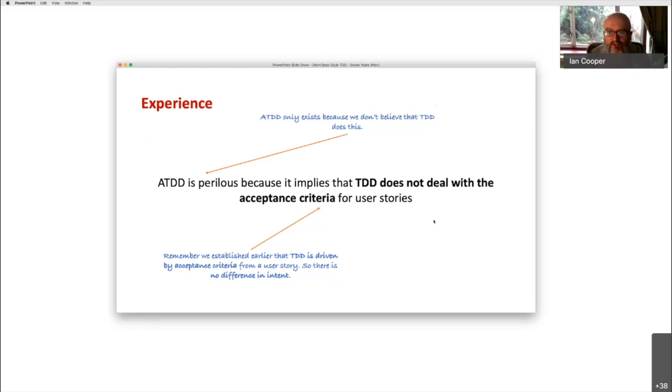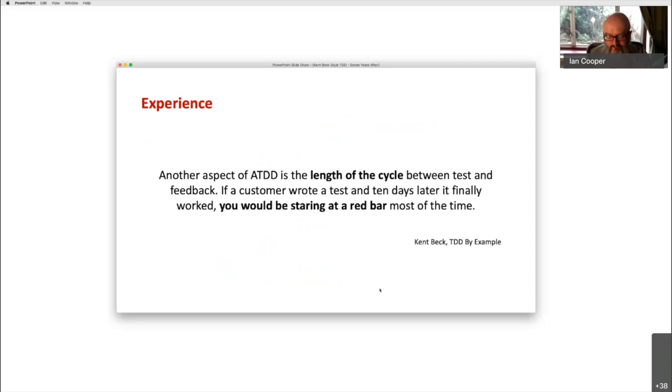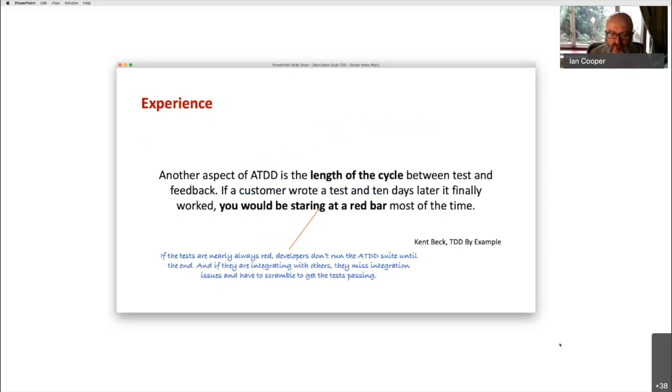Okay. And again, this is the point from Kent originally. Kent wrote this originally in TDD by Example, talking about ATDD, which I think people are raising then, and saying, just don't do it, right? Because you stare at a red bar for too long. Because these tests essentially must be red until the implementation is done. Just rely on unit tests.